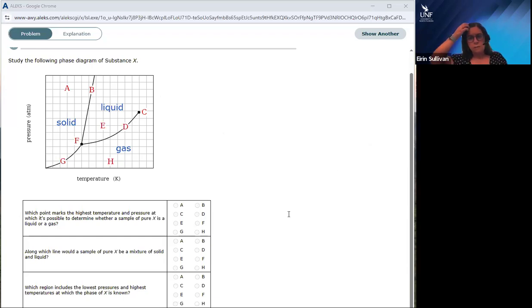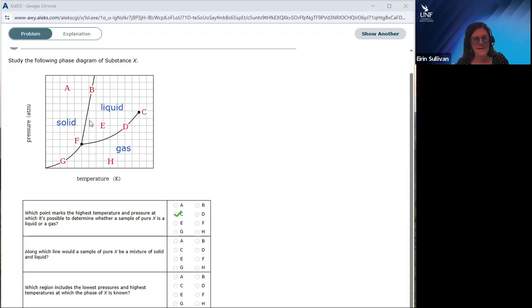Obviously, there's going to be 8 different variations of each of these questions depending on which letter it's asking about. Okay, so which point marks the highest temperature and pressure at which it's possible to determine whether a sample of pure X is a liquid or a gas? So that is going to be here where we've got our critical point, point C. If we go beyond point C, what this diagram is not actually showing you is you're entering that supercritical fluid area of the phase diagram, where you can't tell the difference between liquid or gas because it's actually a different phase of matter.